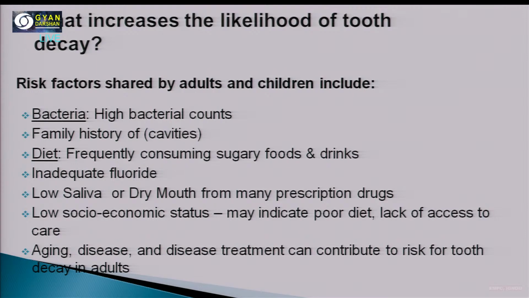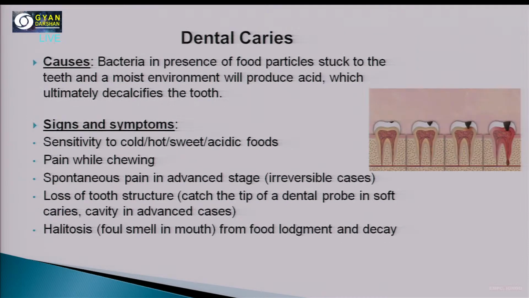So there are further risk factors which increase the likelihood of tooth decay. Bacteria, then family history of cavities. Family history, like I explained to you earlier, means whatever dietary regimes have been passed on to us from our elders. Diet consuming excess sugary foods and drinks, inadequate fluoride, low saliva or dry mouth from many prescription drugs, then low socioeconomic status, which includes a poor diet or lack of access to oral health care. Aging, disease, and treatment can also contribute to the risk for tooth decay in adults.